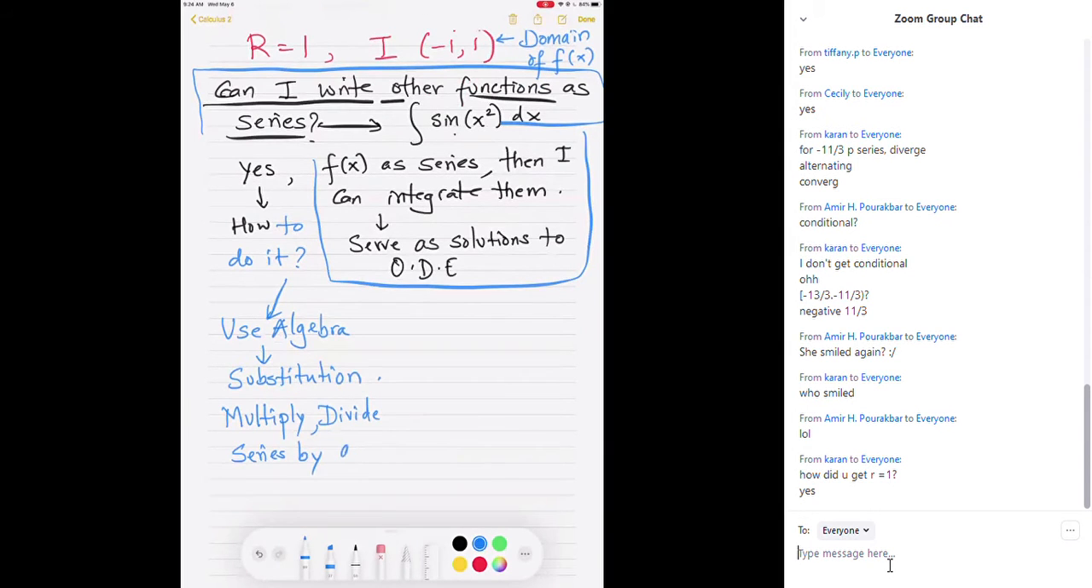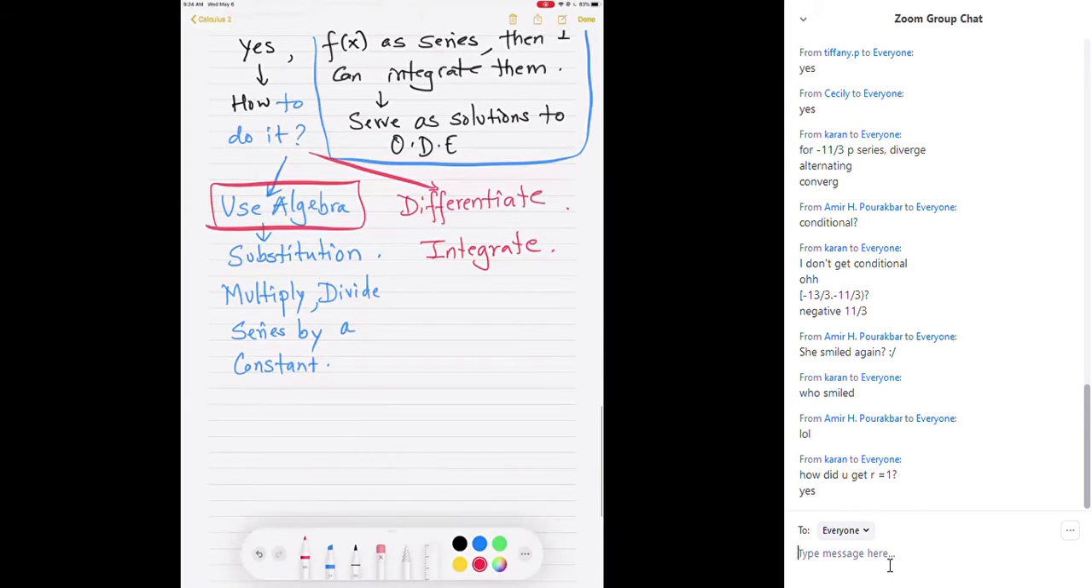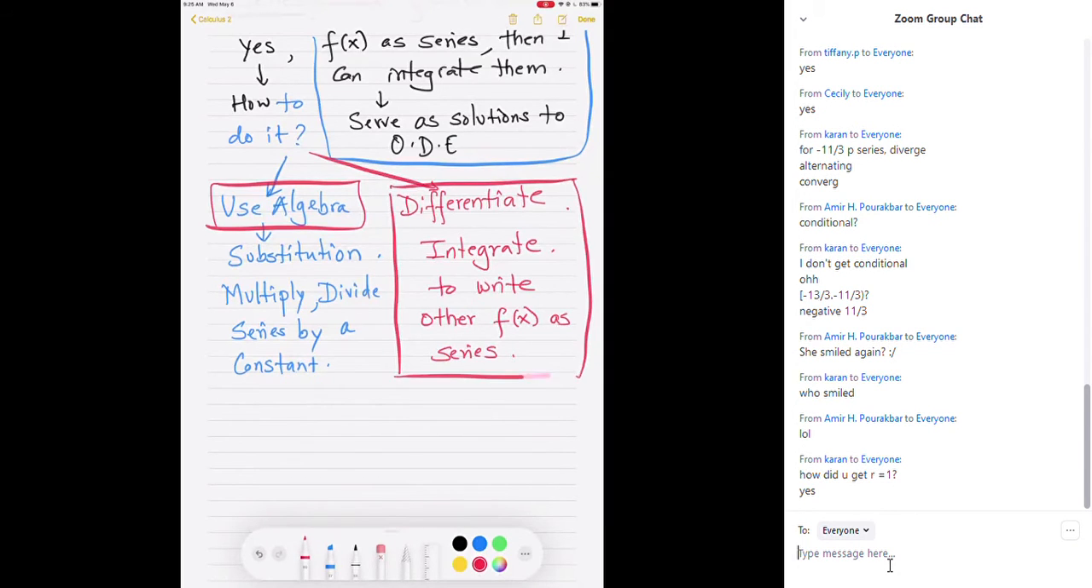And this shouldn't surprise you because I make you write the terms. So the big one is coming up. This is the big one that I'm writing in red, that you can also differentiate and integrate to write other f of x as a series. I'm going to give you an example of every single one of them. So we're going to start with the algebra, and then we are going to get to this one.